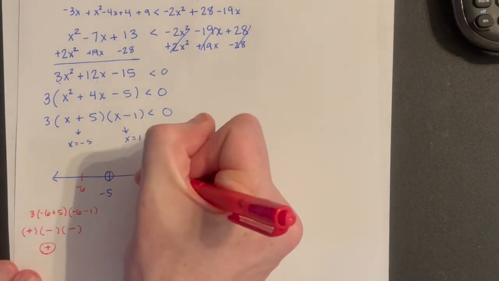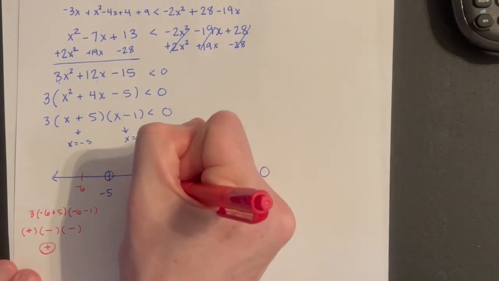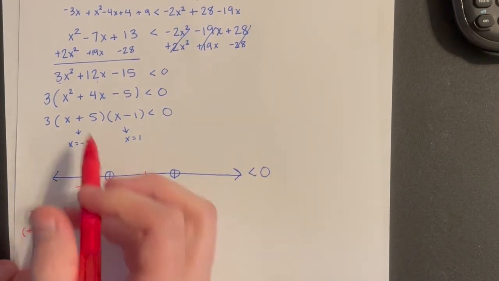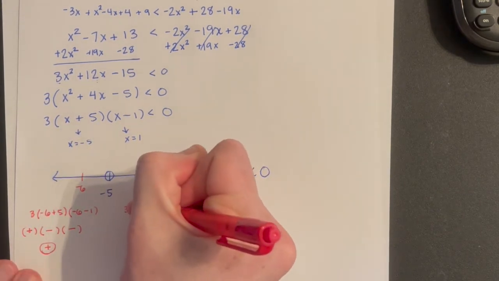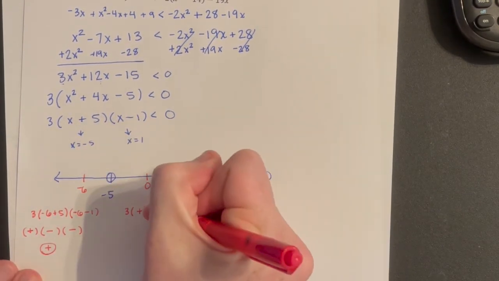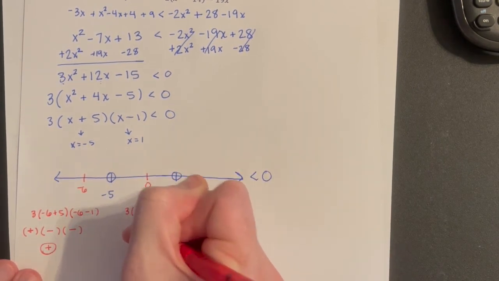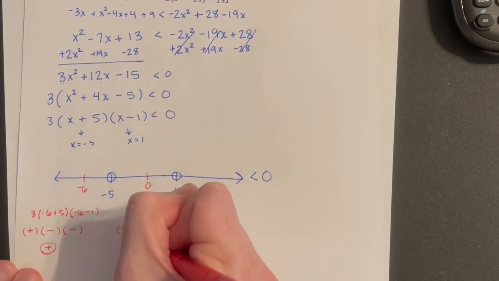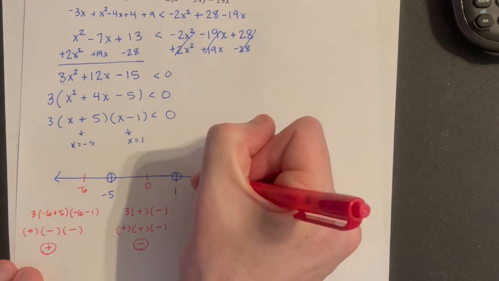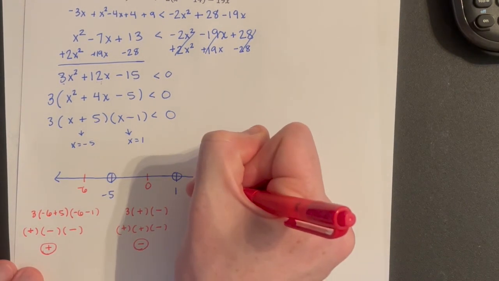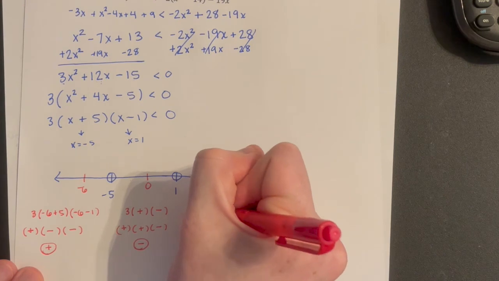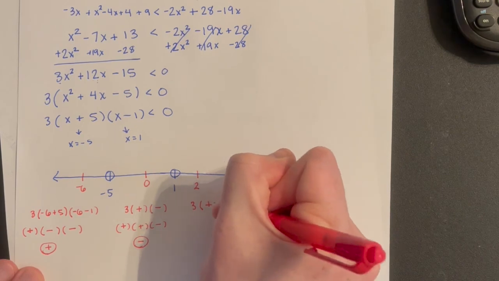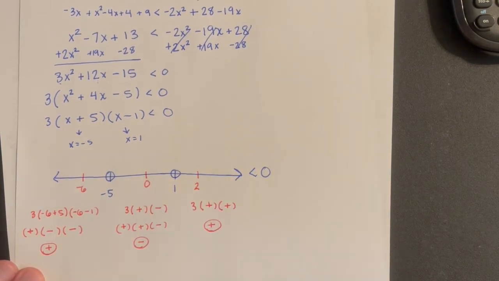So then we go to our numbers between -5 and 1. I'm going to choose 0, it's usually the easiest. That'll be 3 times 0 plus 5, which is a positive. 0 minus 1 is a negative. So that's really a positive times a positive times a negative, which ends up being negative. Lastly, pick a number to the right of 1, so maybe 2. And 3 times 2 plus 5 is positive. 2 minus 1 is still positive, so I get a whole positive.